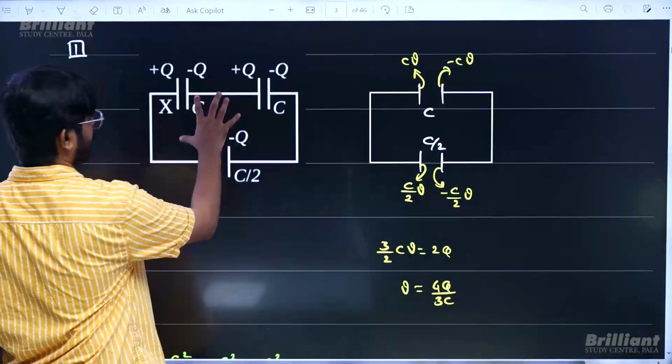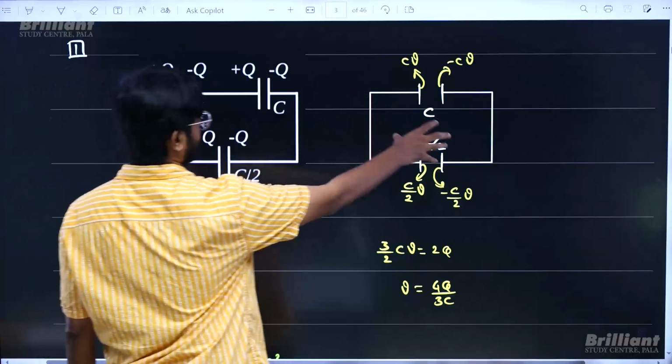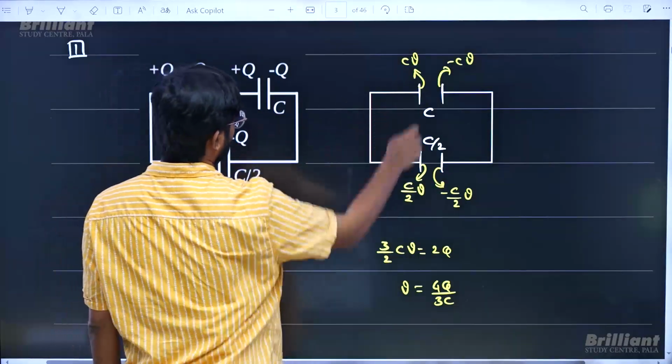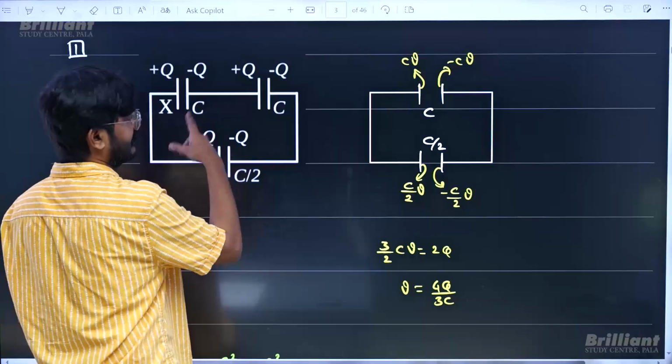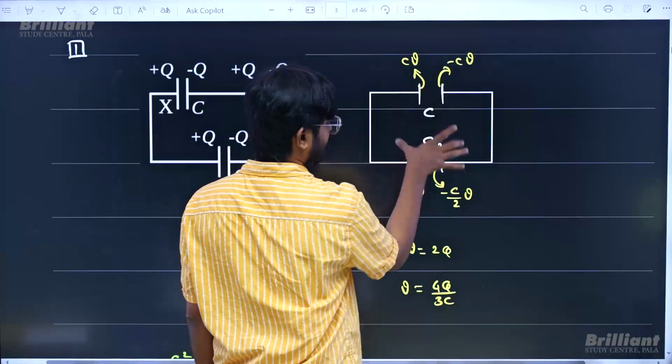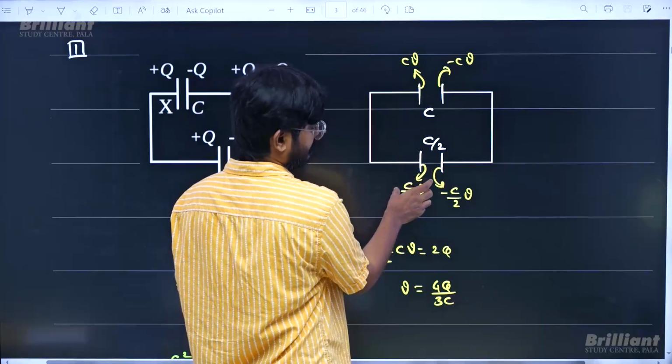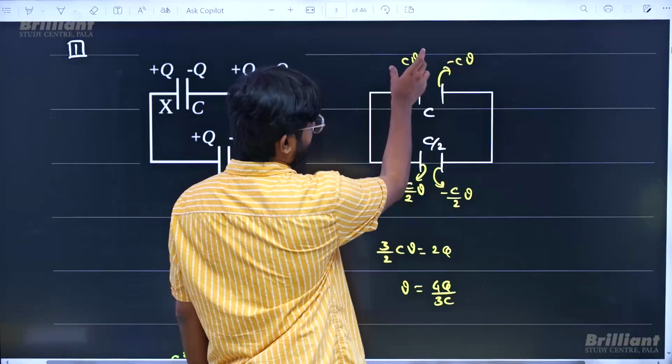Initially, this was the situation. Finally, when these two touch, this is the situation. When these two touch, we will be having only two capacitors, but charges we don't know. But we know charges will be redistributing till this potential difference equals this potential difference. Let me call it V. Then charge on this capacitor will be C by 2 V. Charge on this capacitor will be CV.